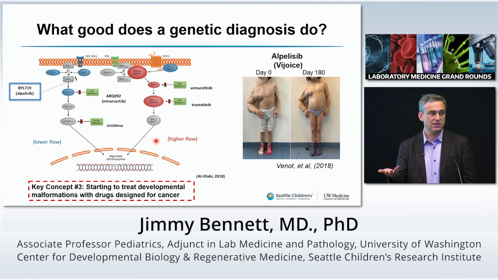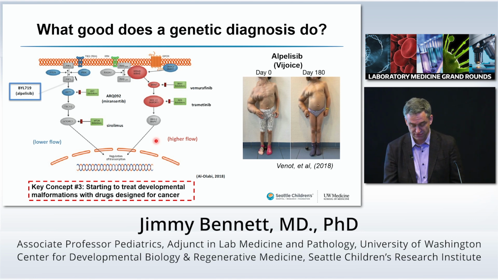Of course, Novartis and the drug companies do not care very much about vascular malformations, but they certainly care about breast and colorectal and other common cancers. And so here's an example of a child who's been on this PIK3CA inhibitor known as alpelisib, which was FDA approved for PIK3CA positive breast cancer under a name I forget, but for the pediatric indication it's called Vijoice.